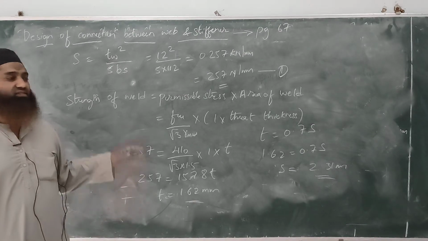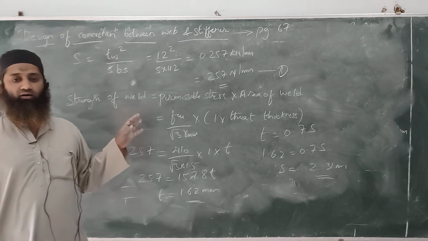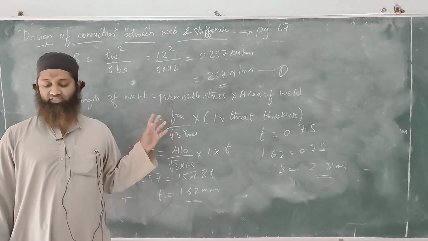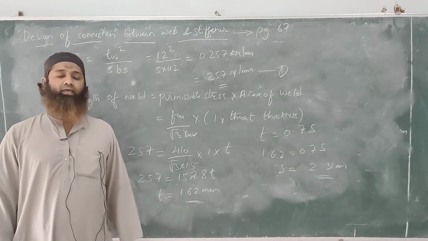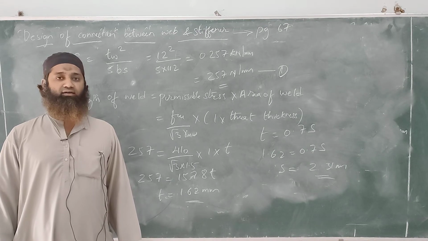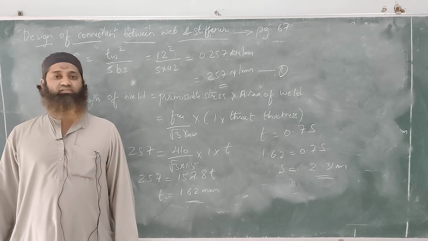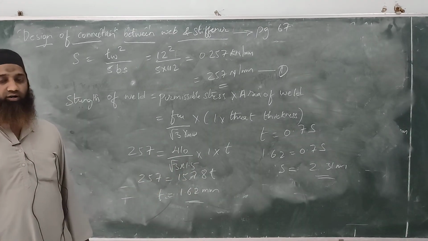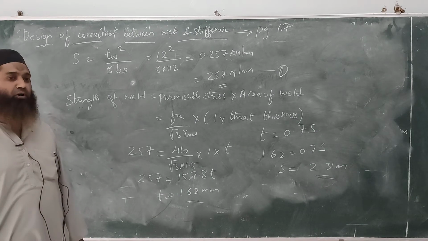So basically this is the connection of the intermediate stiffener between web and the stiffener. So this is very easy. You can go through the values. So this is the size of the weld which I have got. This problem is very easy.